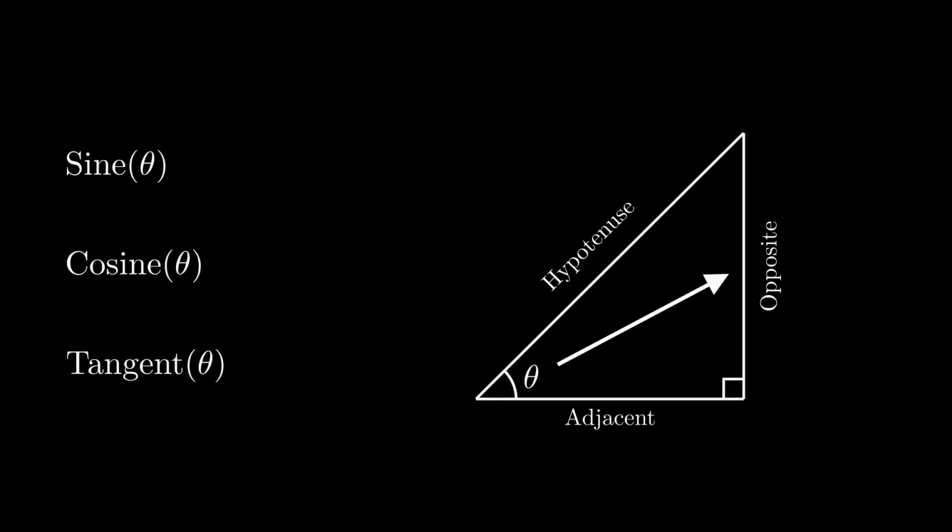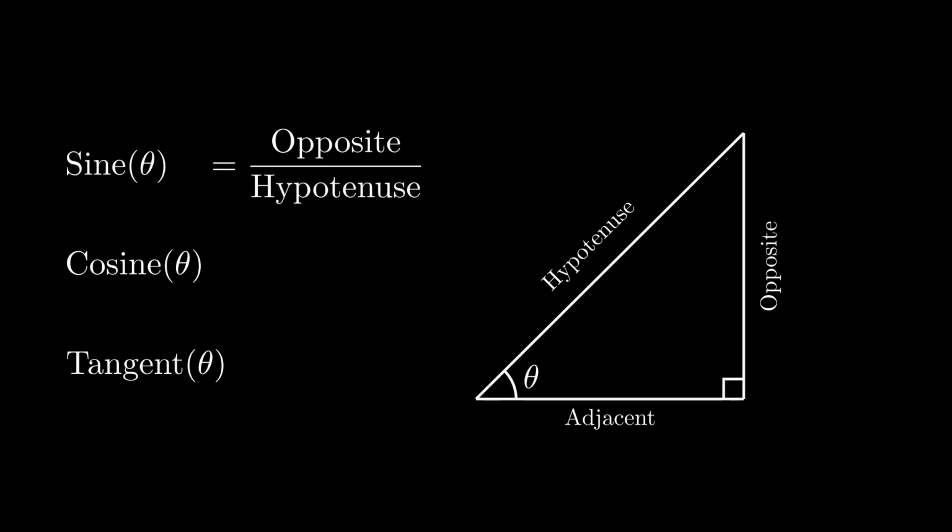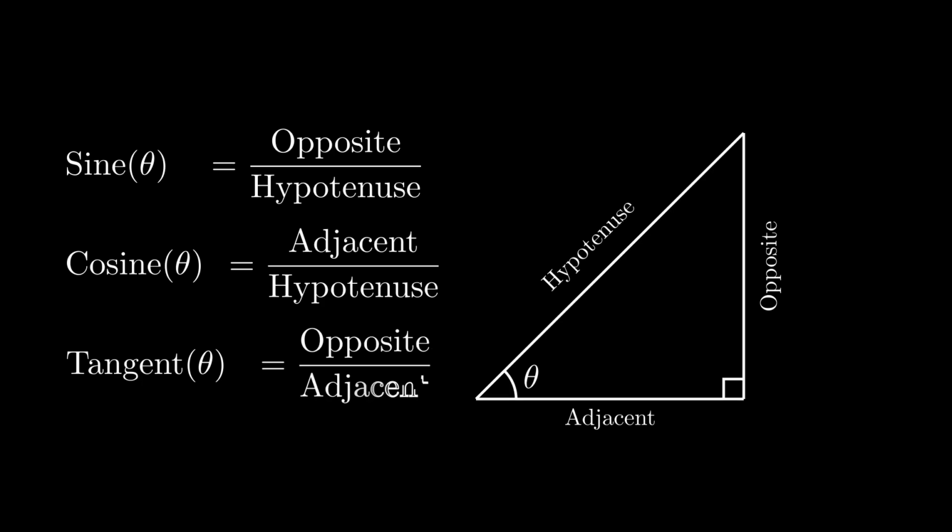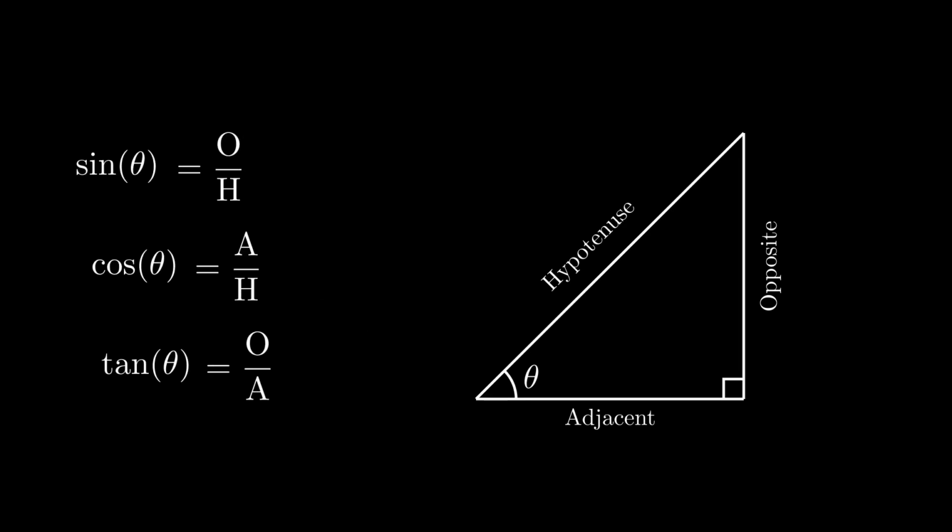Now that we have those named, let's go over the trig ratios. First, we'll define sine as the length of the opposite side divided by the hypotenuse, which we'll write as O divided by H. Cosine will be the adjacent over the hypotenuse, and tangent will be the opposite over the adjacent. For short, we will just be using the first three letters when writing these ratios down.